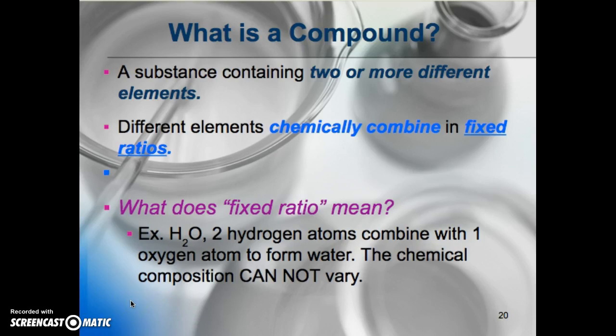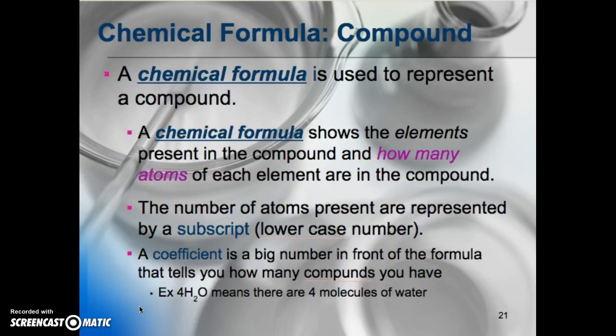When I talk about salt, we always say NaCl. That's 1 sodium and 1 chlorine. It's a fixed ratio. It doesn't change whether I'm talking about salt or somebody else is talking about salt. We use chemical formulas to represent what a compound should appear like.